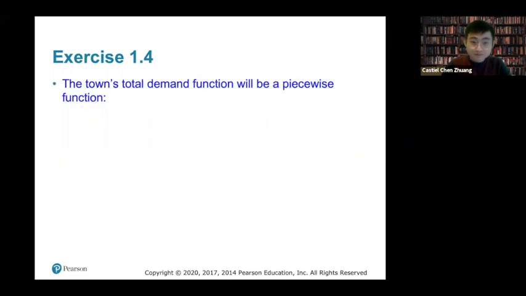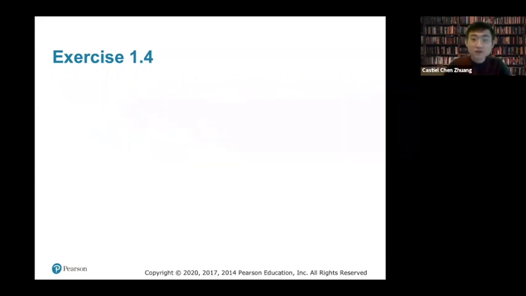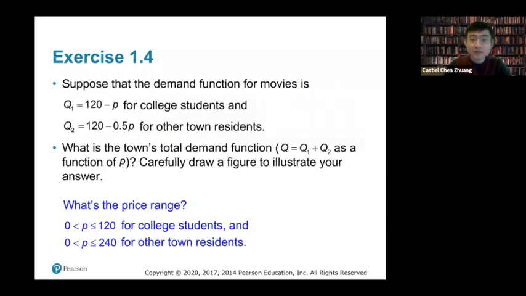And then we can draw the graphs. Let's do the math first. If the price is between 0 and 120, you can simply sum up Q1 and Q2. So Q is equal to Q1 plus Q2. Use the two formulas here: 120 minus P plus 120 minus 0.5P. You will get 240 minus 1.5P, right?